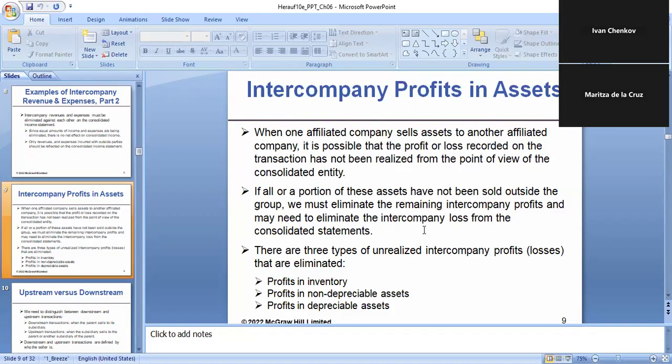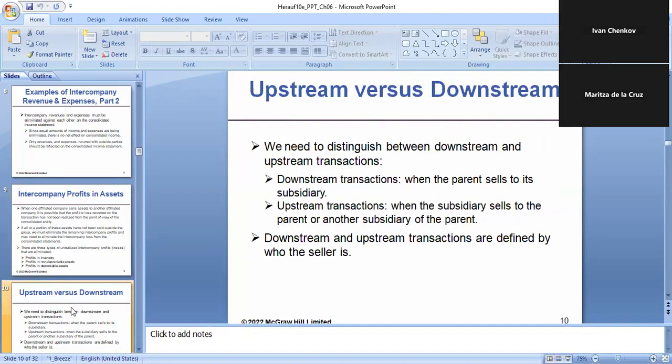Anything which is not land. And that's how we're going to see those ones. Now, how we're going to treat those transactions depends on how they're going. So we're going to have two options here.